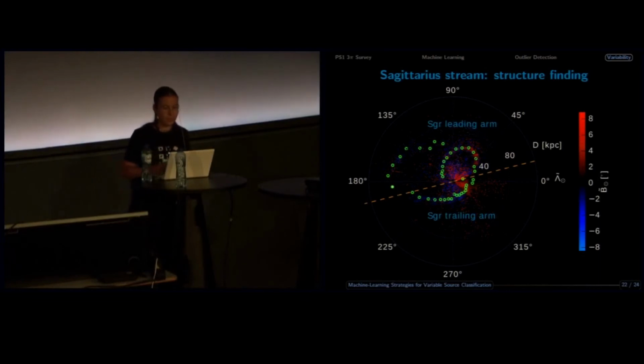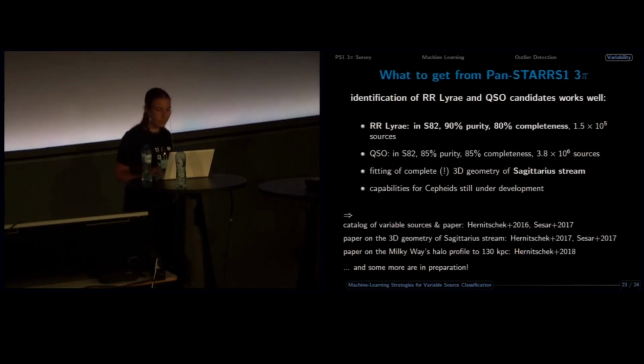So to summarize, what we got from this UTF-4 and our PS1 3Pi data was identification of RR Lyrae stars and QSOs that works very well with a high level of purity and completeness, and we were able to carry out the fit for the Sagittarius stream, and we're now developing capabilities for Cepheids. And of course, we have published a lot of results regarding how to build a catalog, how to fit the Sagittarius stream, and also how the Milky Way halo is shaped, and we're continuing with a lot more.